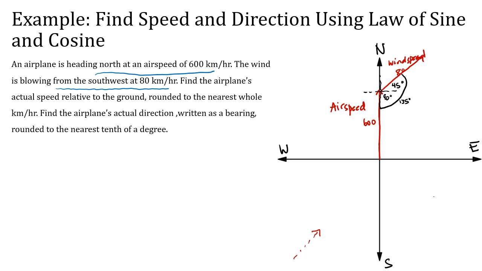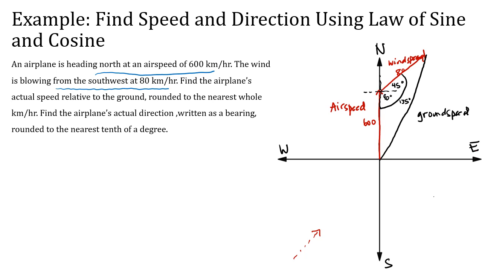Now, when we did the component addition, we said that ground speed is equal to airspeed plus wind speed. Well, that's what we have here. We have the airspeed vector plus the wind speed vector. And if I close off this triangle, then what I have just created is what I'm looking for, which is ground speed. So I just need to find the length of the side of that triangle.